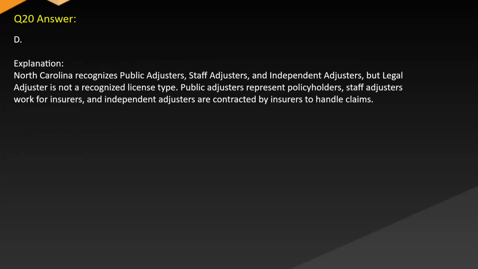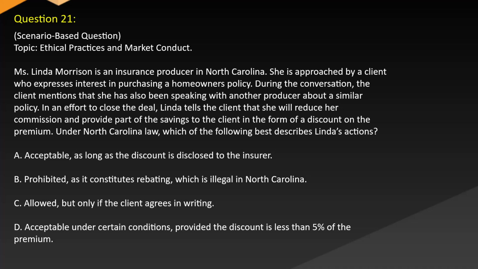Answer D. Explanation. North Carolina recognizes public adjusters, staff adjusters, and independent adjusters, but legal adjuster is not a recognized license type. Public adjusters represent policyholders, staff adjusters work for insurers, and independent adjusters are contracted by insurers to handle claims.